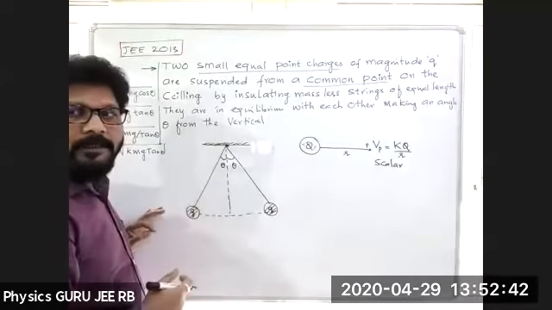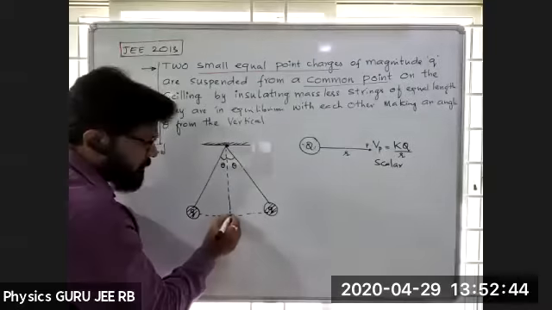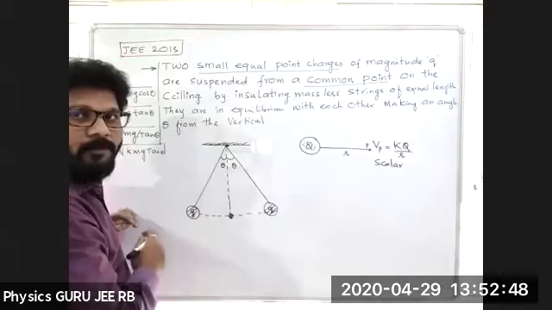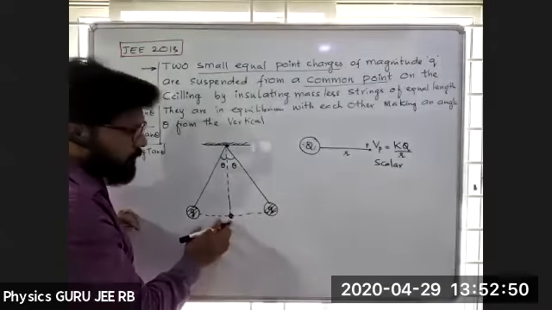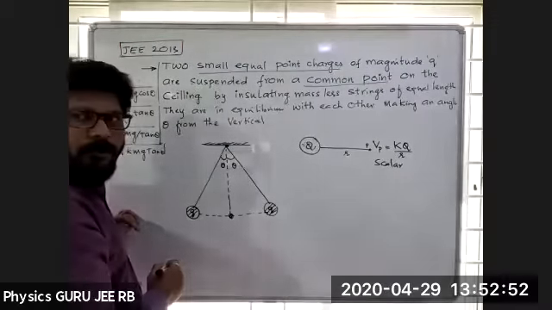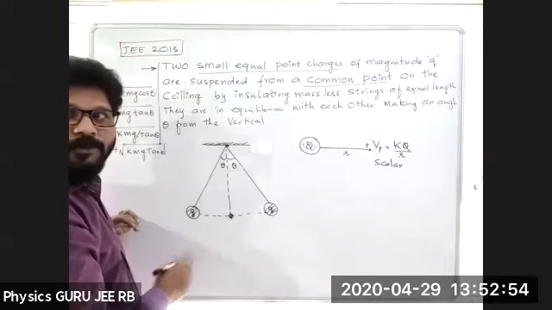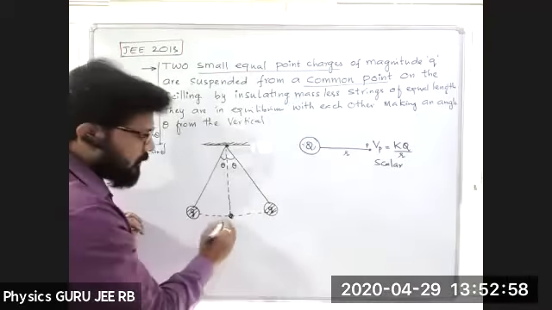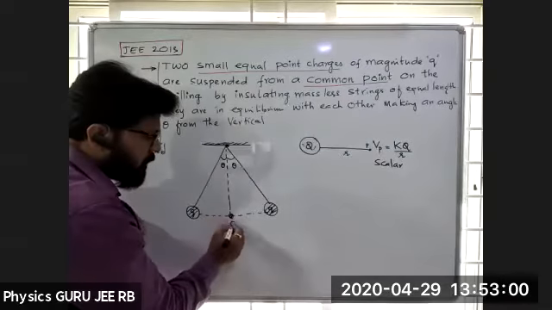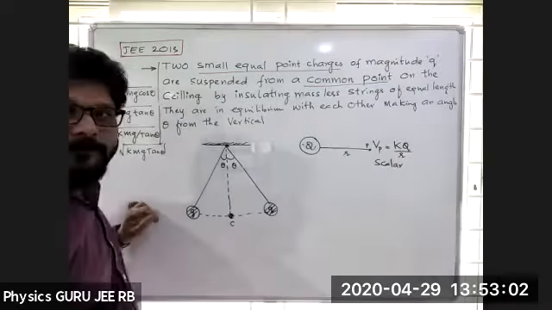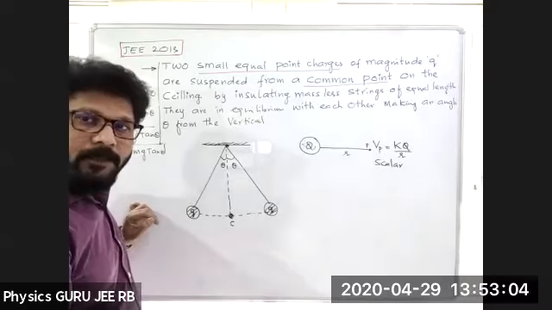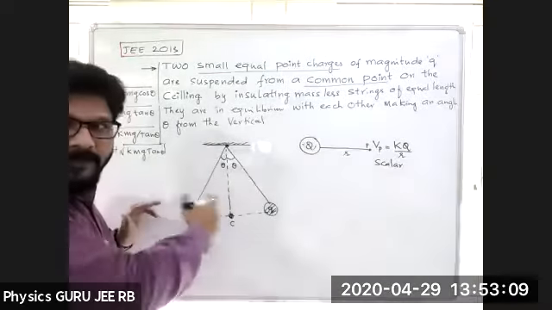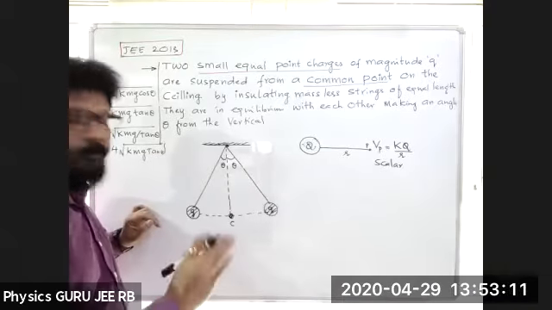Now what is it asking us to calculate? At point P, the midpoint, what is the potential? We want to calculate the electrostatic potential at this midpoint of the line joining the two charges, at the center.